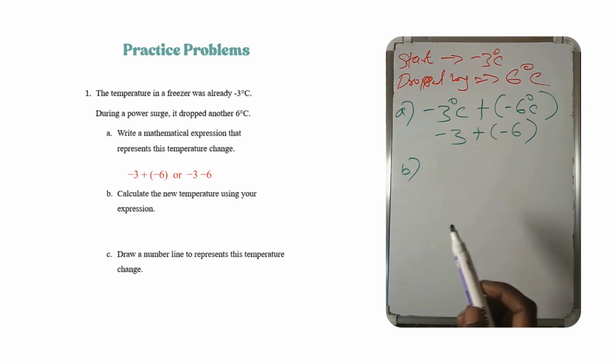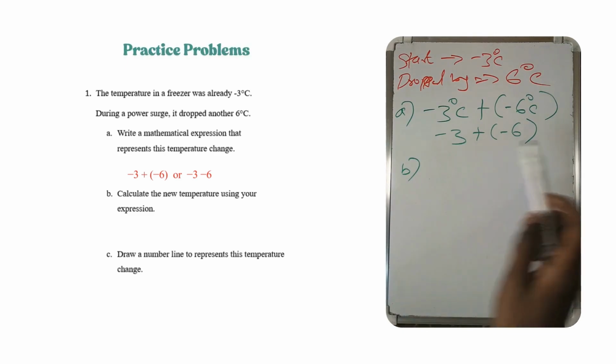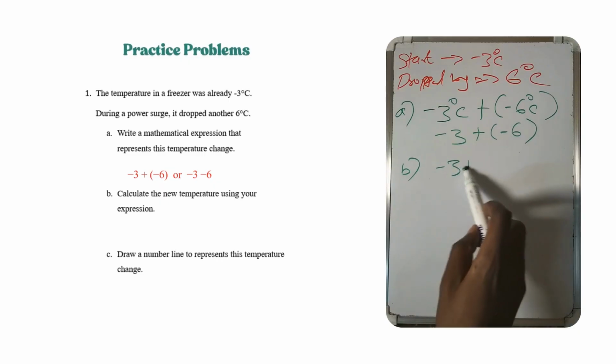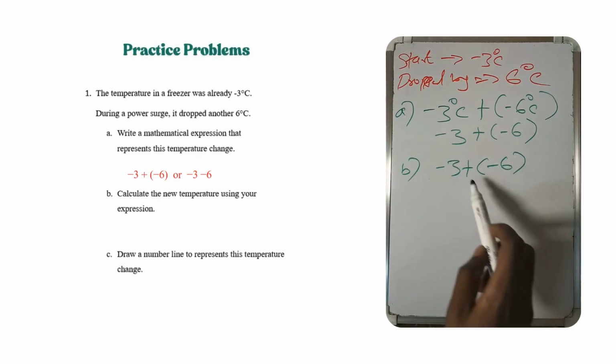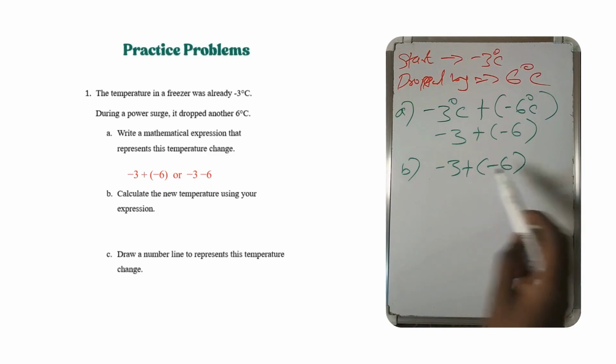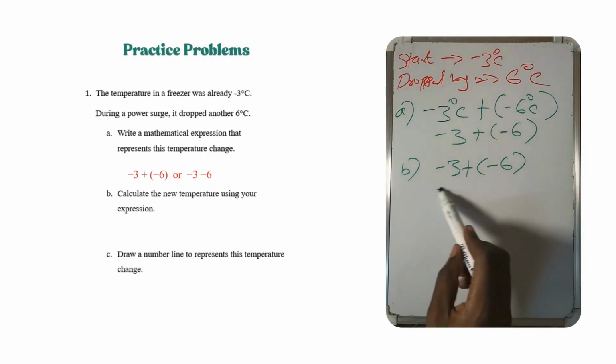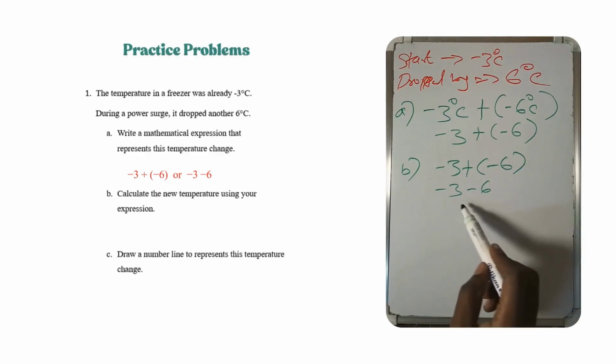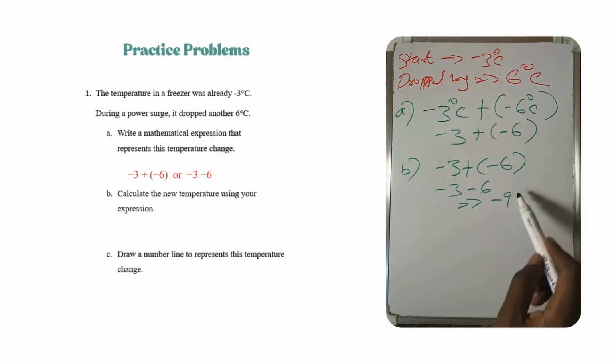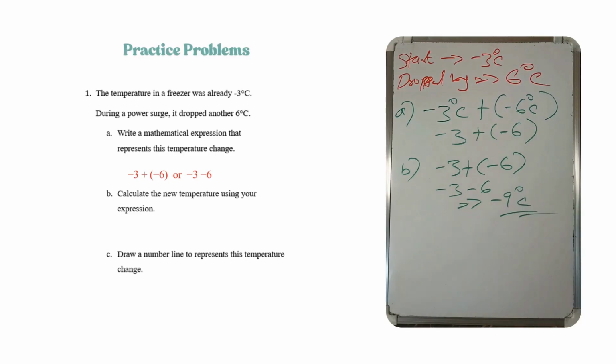For B, calculate the new temperature using the expression. We'll have negative 3 plus negative 6. When you add a negative integer, you move to the left, and that means subtraction. So we'll have negative 3 minus 6, and that will give us negative 9 degrees Celsius.